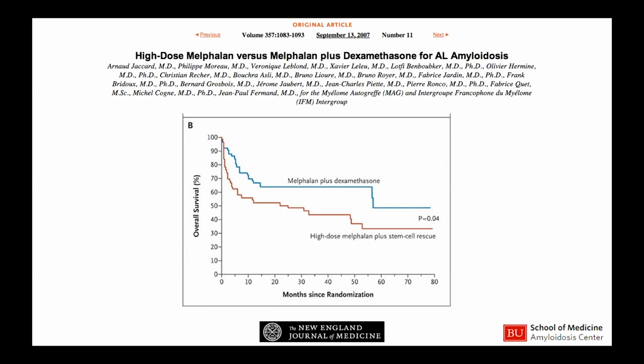In this trial, oral melphalan and dexamethasone did much better than stem cell transplantation with respect to overall survival. This trial has been criticized and is controversial because of the high treatment-related mortality of 26% that was experienced on the high-dose melphalan stem cell transplant arm, negating the benefit of stem cell transplant in overall survival.